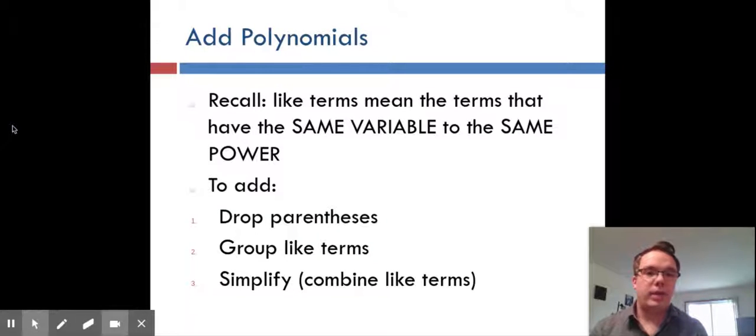So to add polynomials, basically what we're going to do is combine like terms. What it means to be like terms is to find the terms with the same variable to the same power. So we're going to drop the parentheses, group like terms, and then combine those like terms. That'll make more sense when we do an example.